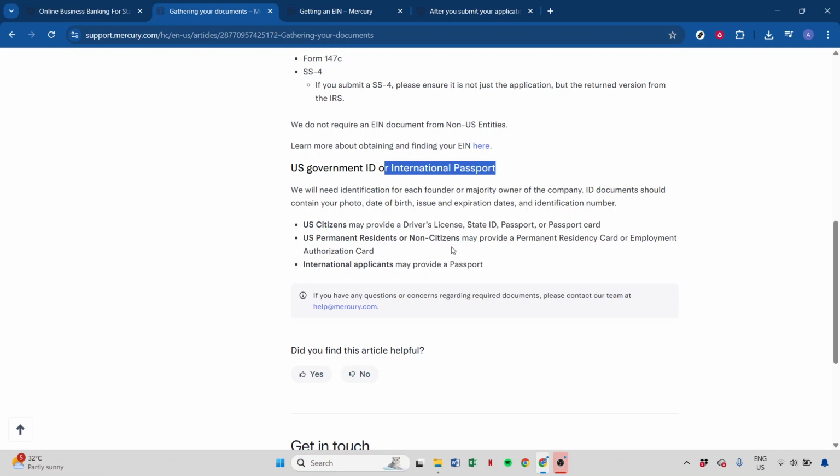Additionally, having a physical address is a must. Here, a common misconception is that a virtual mailbox or a simple P.O. box will suffice. However, Mercury typically requires a physical address, either commercial or residential. It's important to have this ready to avoid any delays during your application.